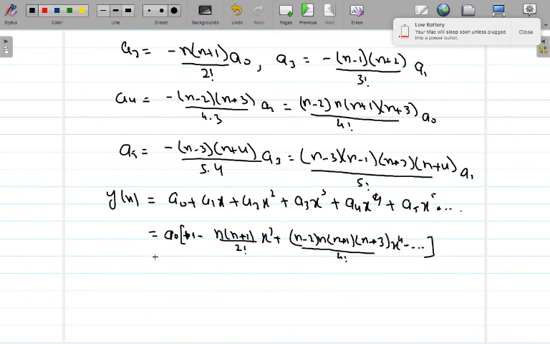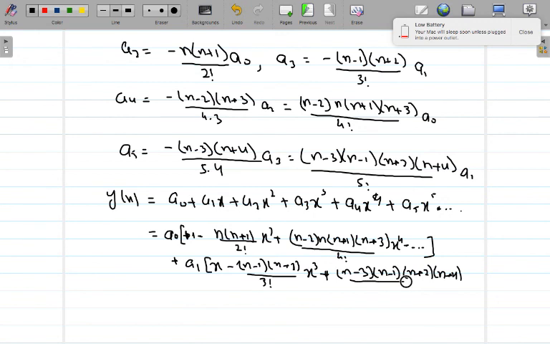This is a naught plus a1 times x minus n minus 1, n plus 2 divided by 3 factorial x cube plus n minus 3, n minus 1, n plus 2, n plus 4 divided by 5 factorial x power 5 plus up to so on.